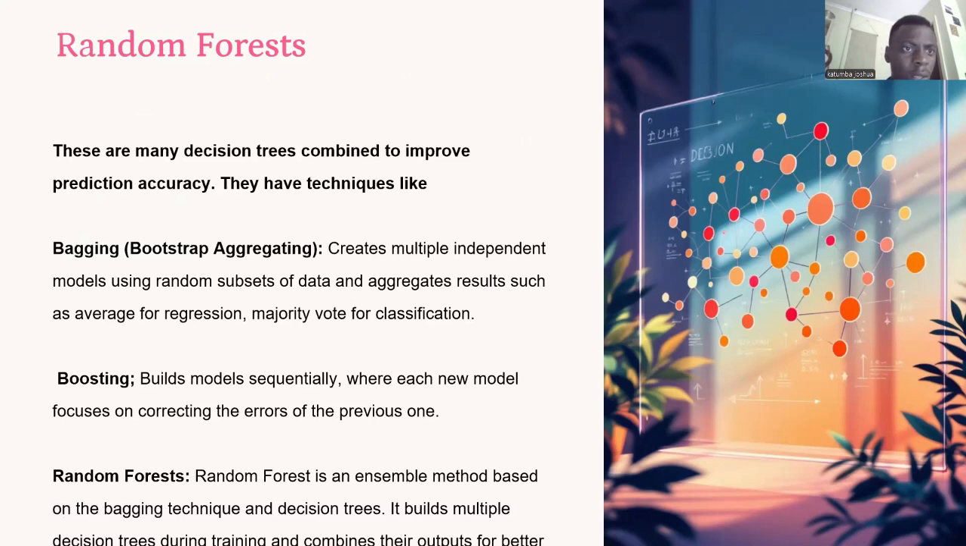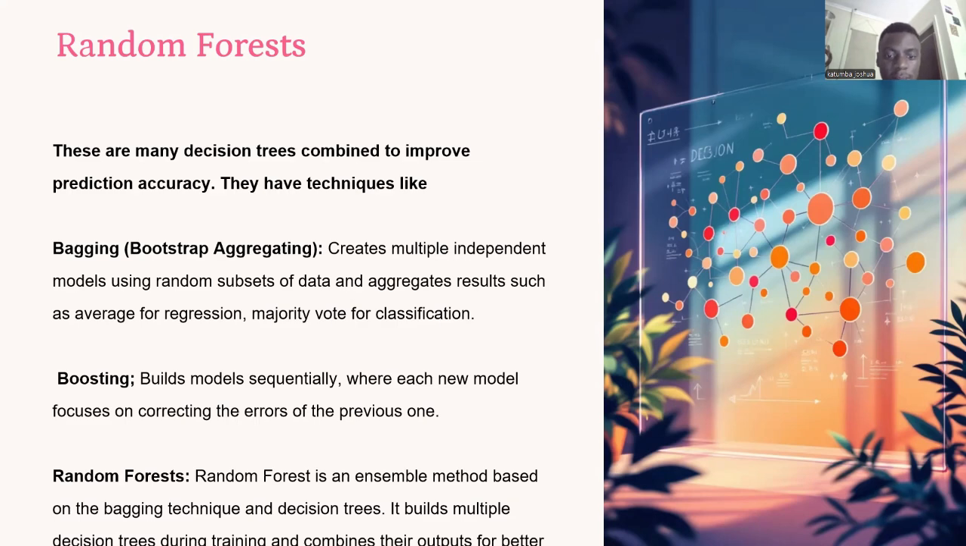Now, the next one, random forests. Random forests are many decision trees combined to improve accuracy. They have techniques like bagging and boosting. So with bagging, you create multiple independent models using random subsets of data. Now you have your multiple models there. They're all having something to work on. Then later on, you combine the results, and you can get an average for regression or a majority vote for classification. Then you have boosting. With boosting, you build models sequentially where each new model focuses on correcting the error of the previous one.